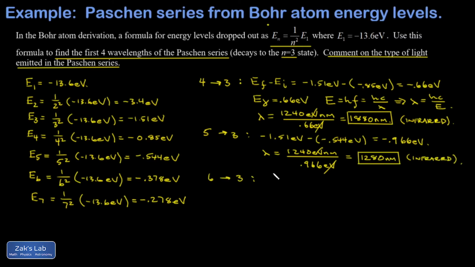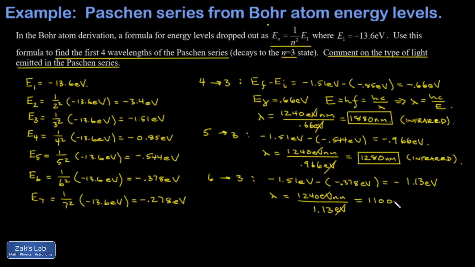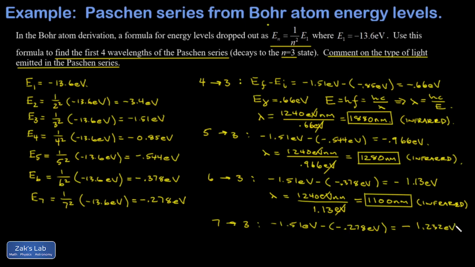Okay, the 6 to 3 transition gives me negative 1.13 eV of energy lost by the electron. So the photon runs off with 1.13 eV of energy. And I get a wavelength of about 1100 nanometers, again, infrared. And finally, our 7 to 3 transition. Notice I'm seeing a little bigger energy drop for the electron because it's dropping in from a higher energy level. To 3 sig figs, I get 1010 nanometers.